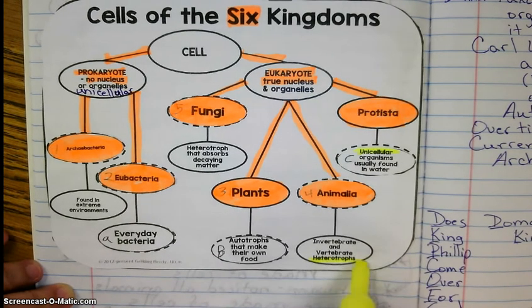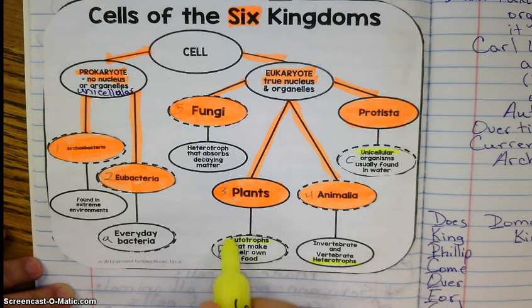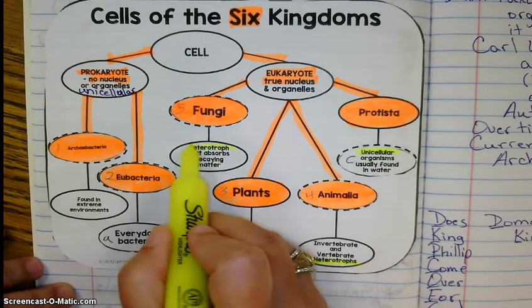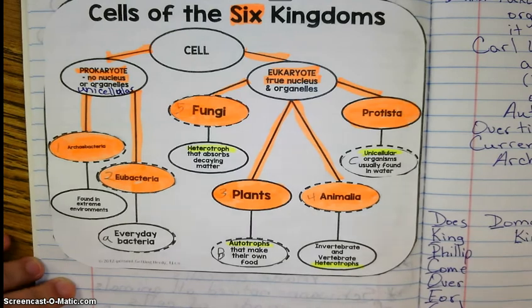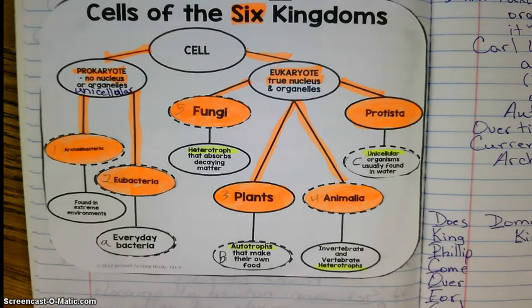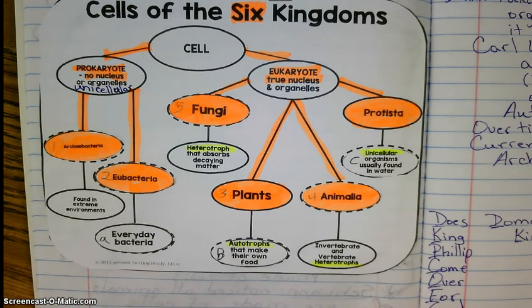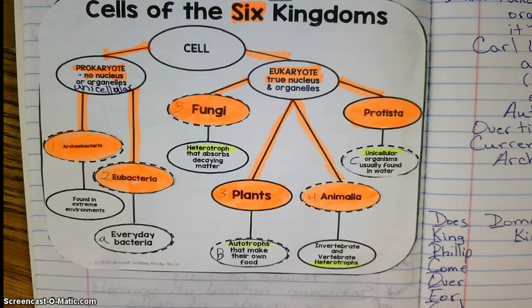Animalia is always a heterotroph. Plants are always autotrophs. Fungi are always heterotrophs. The other 3 can be one or the other. A lot of times kids think only plants are autotrophs, but there are other groupings, protista and bacteria, that can also be autotrophs.